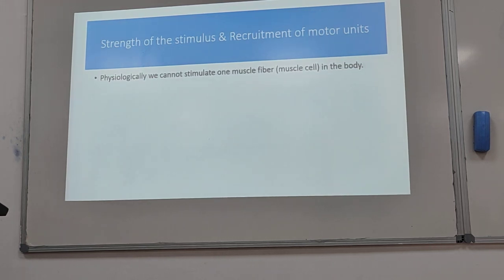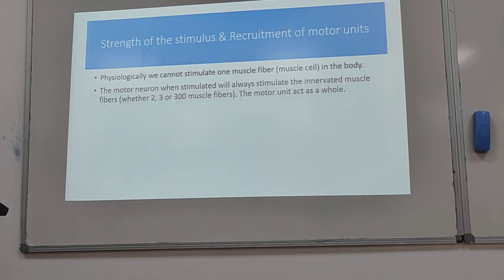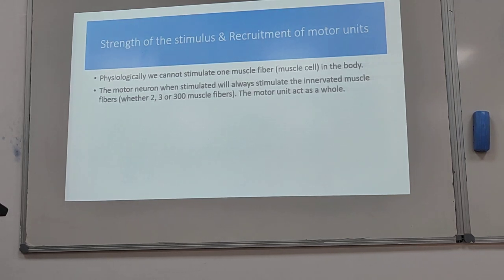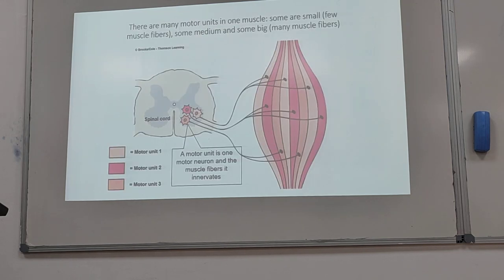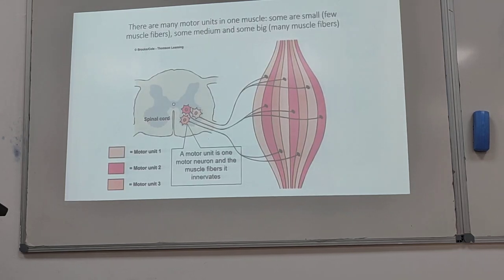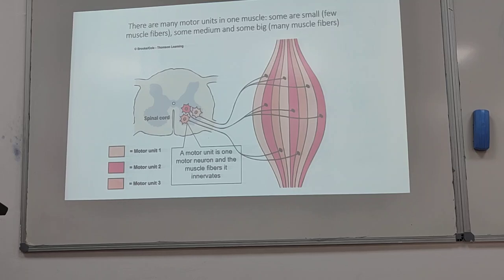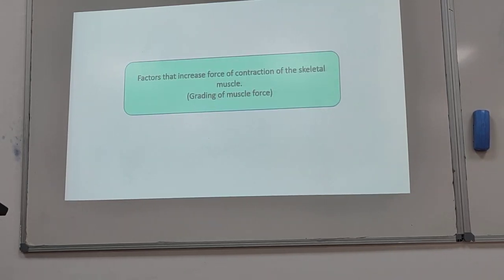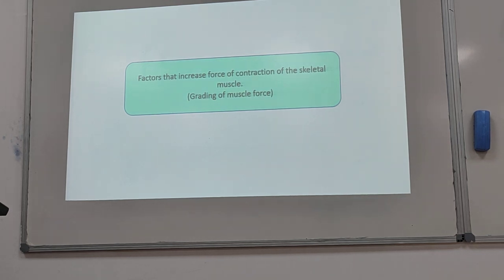When the motor neuron is stimulated, it will always stimulate all the innervated muscle fibers, whether 2, 3 or 300. The motor unit acts as one. What is a motor unit? A motor unit is one motor neuron and the muscle fibers it supplies. You understand? What is coordination? Coordination. Coordination. The range of motor units. Coordination.